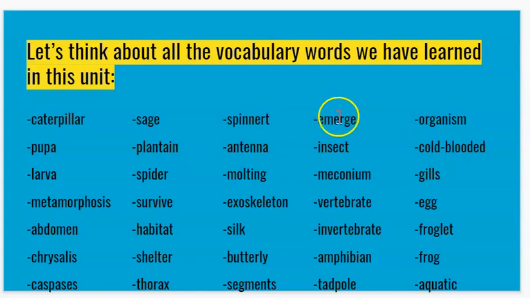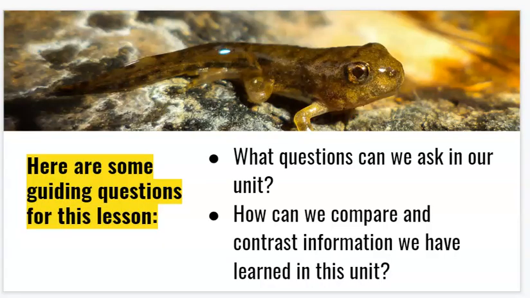Wow! These are a lot of vocabulary words, and I bet you also have some that you could probably add to this list. Let's think about some of our guiding questions for this lesson. What questions can we ask in our unit? How can we compare and contrast information we have learned in this unit? When I look at this picture up here, that looks like a froglet. Remember, a froglet is part of the life cycle right before the frog becomes an adult frog.